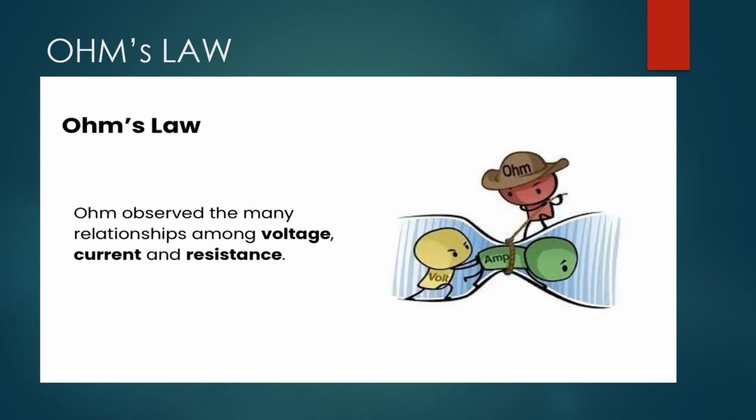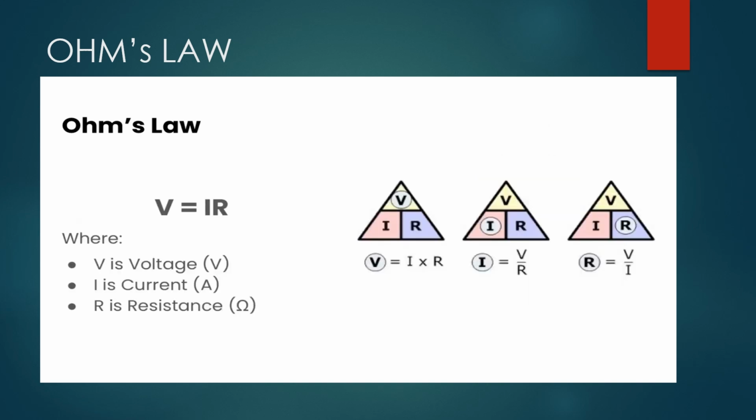Now, what is Ohm's law? Well, Ohm himself was a scientist that observed the many relationships between voltage, current, and resistance. Remember, voltage is like the force pushing our current through the circuit, and our resistance is slowing down both the voltage and the current in our circuit. Ohm's law is basically a mathematical relationship to describe how voltage, current, and resistance are related to one another.